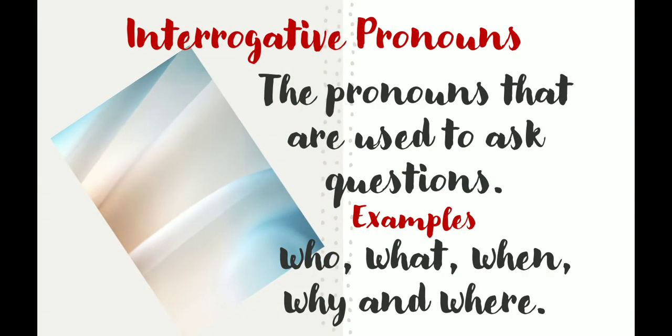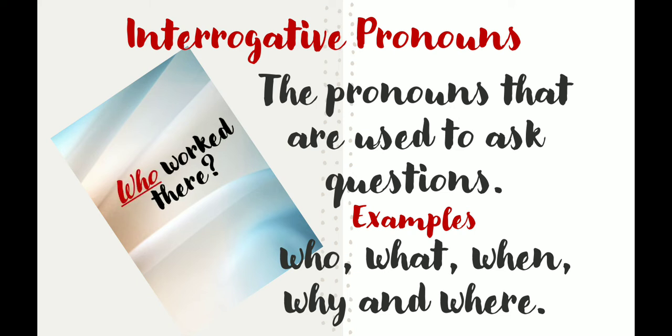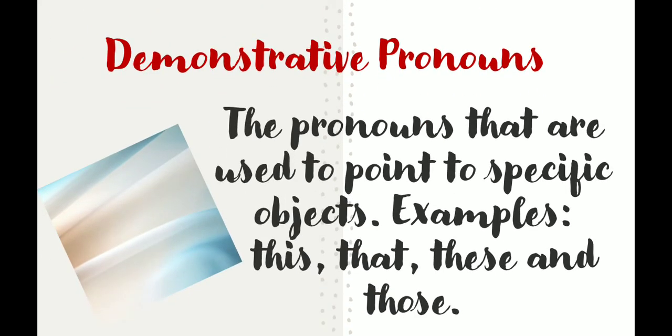Next one, interrogative pronouns. The pronouns that are used to ask questions are interrogative pronouns. Examples: who, what, when, why, and where. Example sentence: who worked there? Next one is demonstrative pronouns. The pronouns that are used to point to specific objects are demonstrative pronouns. Examples: this, that, these, and those. Example sentence: this pen is precious.